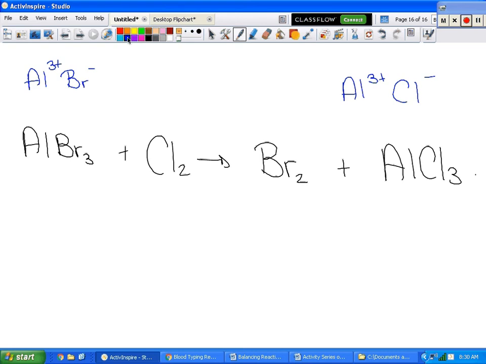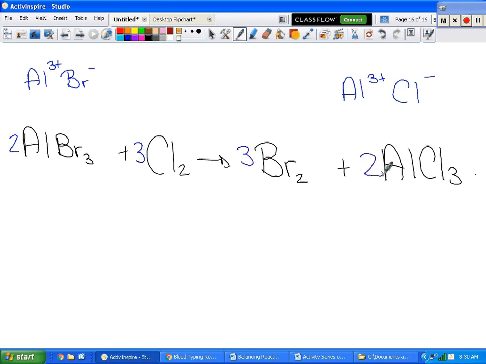What little rule do y'all see? 2, 3, 6 rule. Very good. So I've got 3 bromines, I'm going to put a 2. That gives me 6. I've got 2 chlorines here, and I've got 3 over there, so I'm going to put a 3 here. Well, that means I need a 3 here and a 2 there.